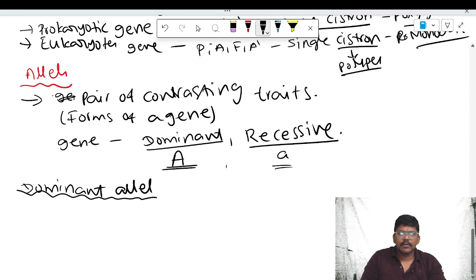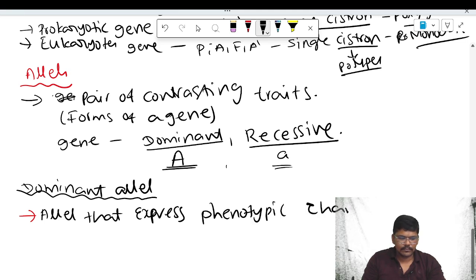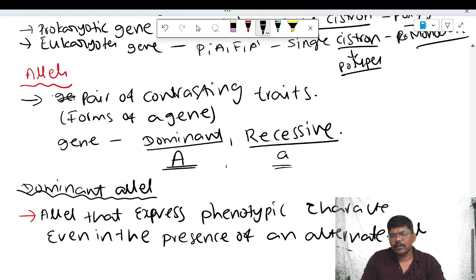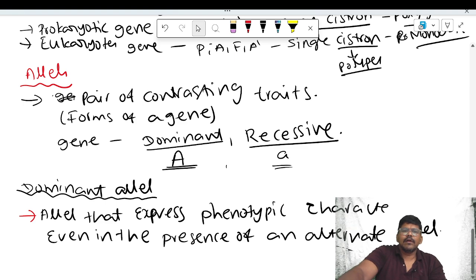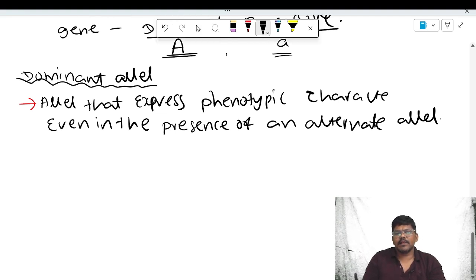Dominant allele. The allele which expresses the phenotypic character. See, dominant allele means the allele that expresses the phenotypic character even in the presence of an alternate allele. Here, dominant allele means an allele that expresses its phenotypic character even in the presence of an alternative allele.